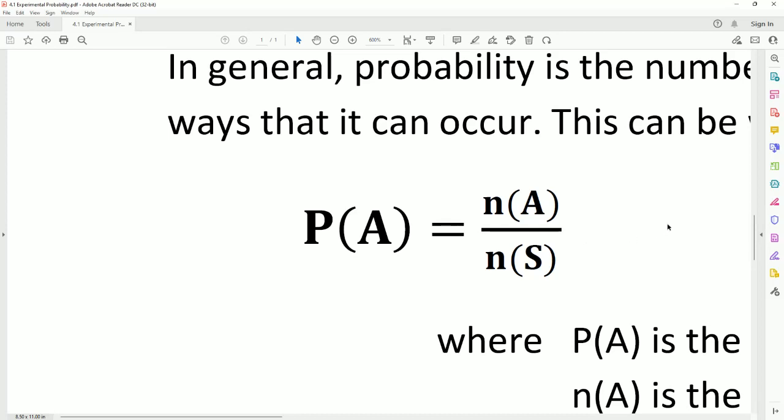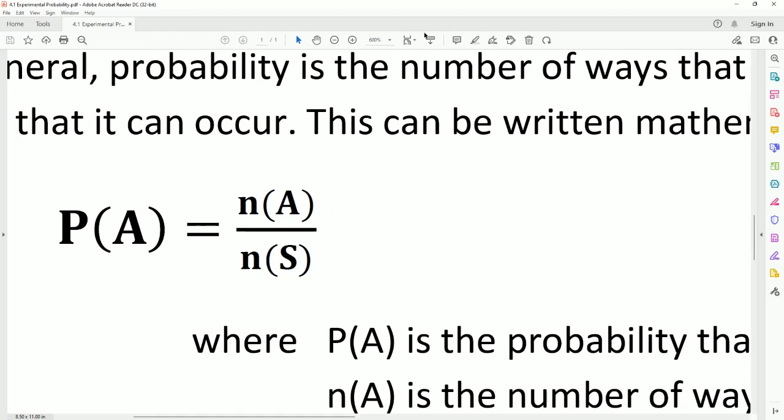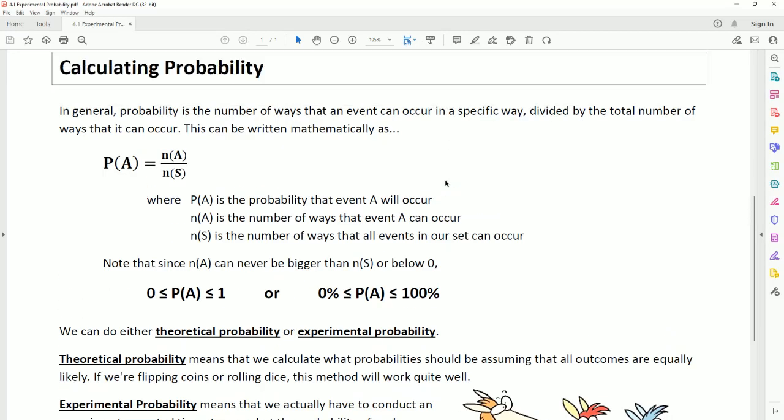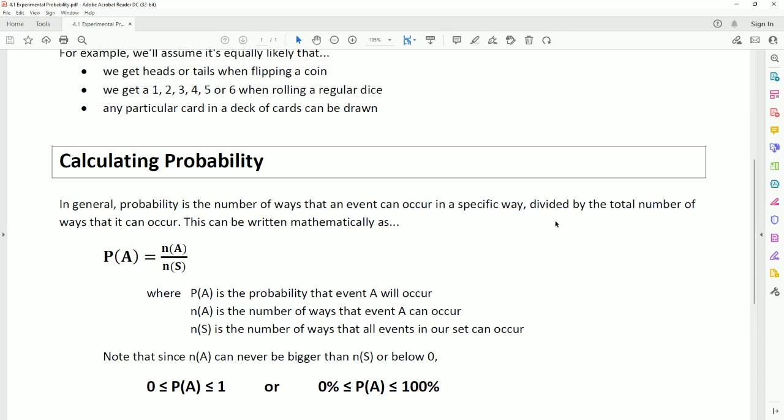And if this looks familiar, you might remember back from Unit 3 when we talked about set theory. A can be considered a set, so that's the thing that we're looking at happening. And S is the universal set, which is all possible things. Let me just get that back so we can fit it properly again. There we go.